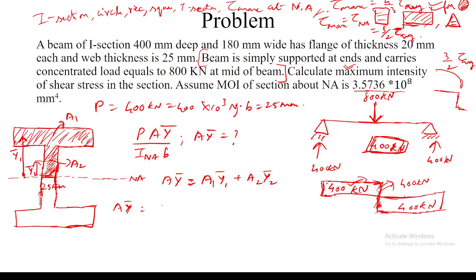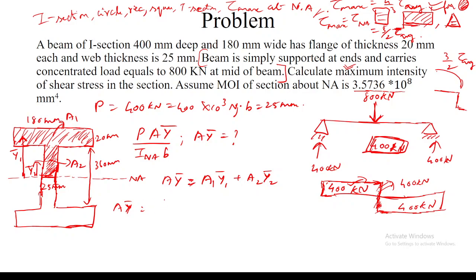1089000. Yes, correct. So A into Y bar is nothing but A1. So this is like 400 mm deep, right? And the flange thickness is 20 mm. So this will be how much? 360. Okay, and this is like 180 mm wide.